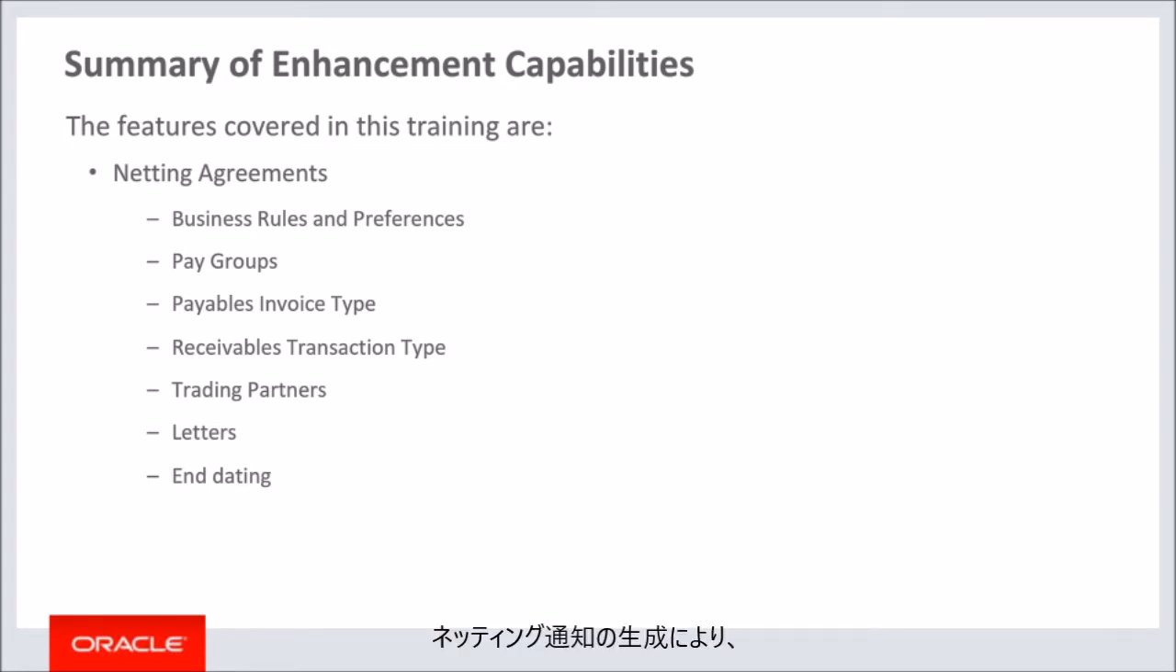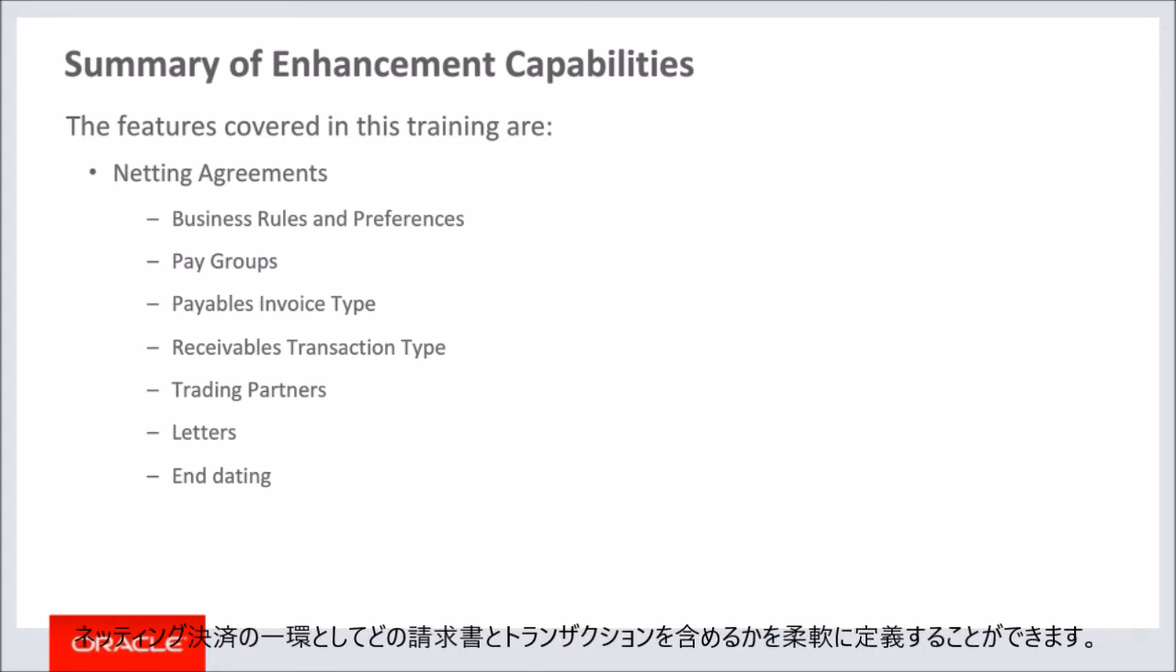The generation of netting letters enables you to email the third-party recipient the details of the netted transactions. The agreements can be end-dated to reflect the end of an agreement. Once an agreement is end-dated, future settlements cannot be performed between you and the trading partner unless a new agreement is set up. In summary, the netting agreement setup gives you a great deal of flexibility to determine which invoices and transactions you wish to include as part of a netting settlement.